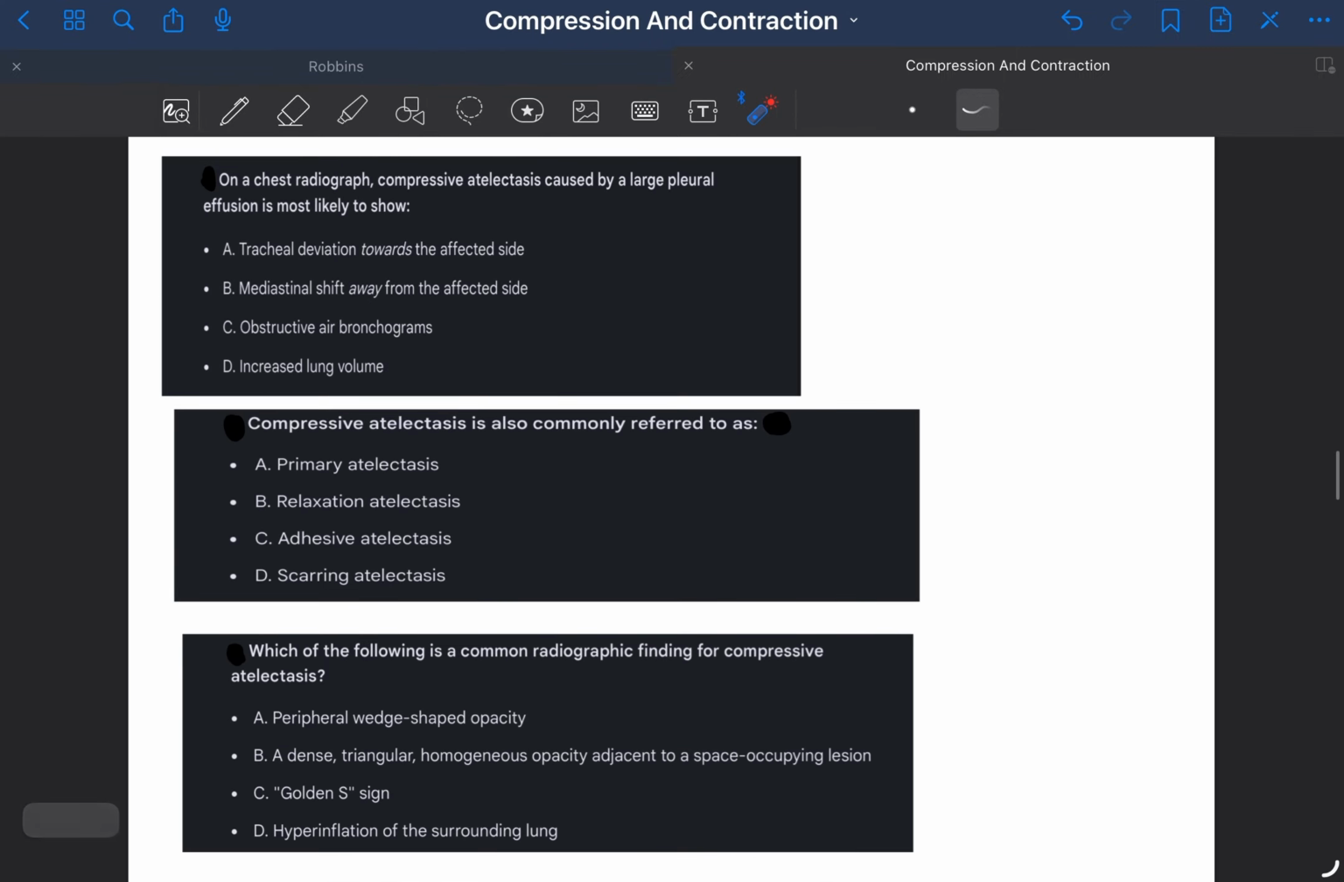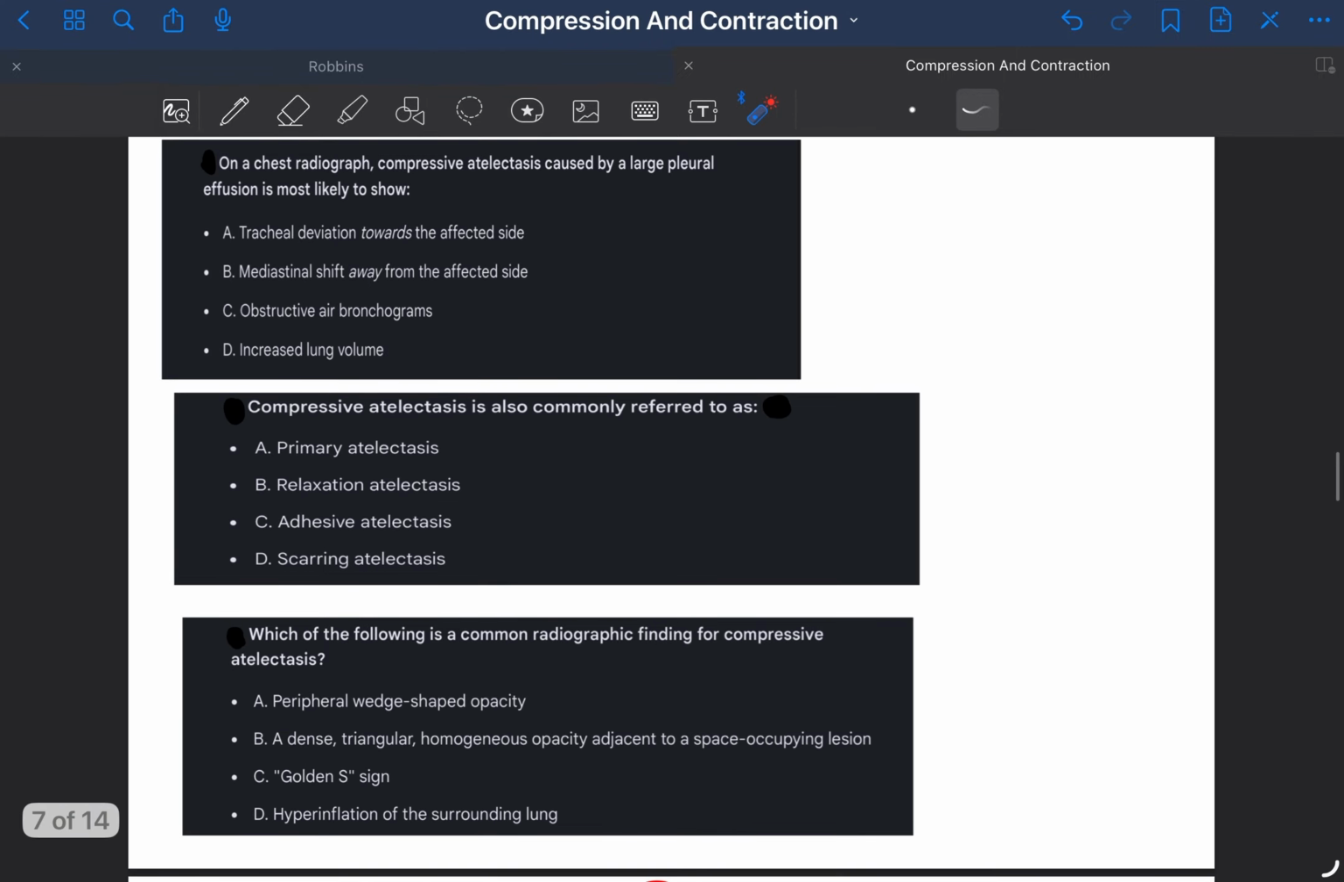Coming to the questions, there are 3 questions that are mentioned over here. You can go through them and comment down the answers below.